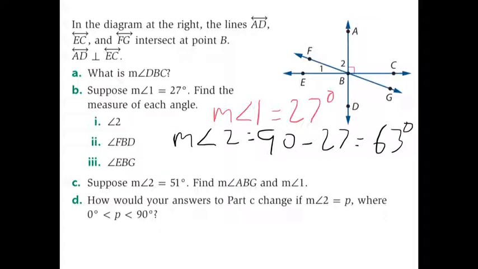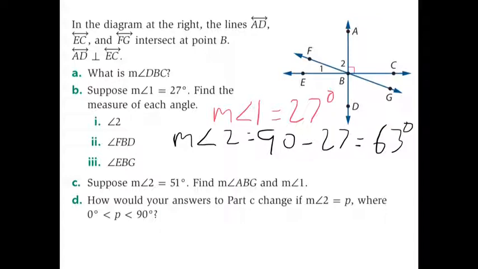Once we have that, we can also say that the measure of angle FBD, instead of being 90 minus 27, is this 90 degree angle plus the 27, so the measure of angle FBD equals 90 plus 27, so that's going to be 117 degrees.